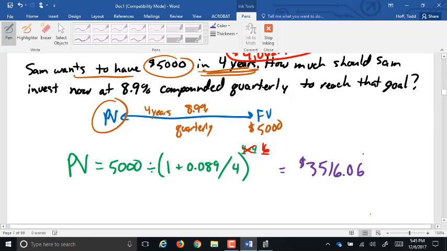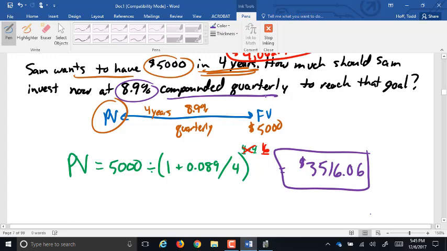Is that my answer? Yes, it is. That's what Sam would have to invest today under those conditions, 8.9% compounded quarterly, in order to have $5,000 in 4 years. Any questions there?